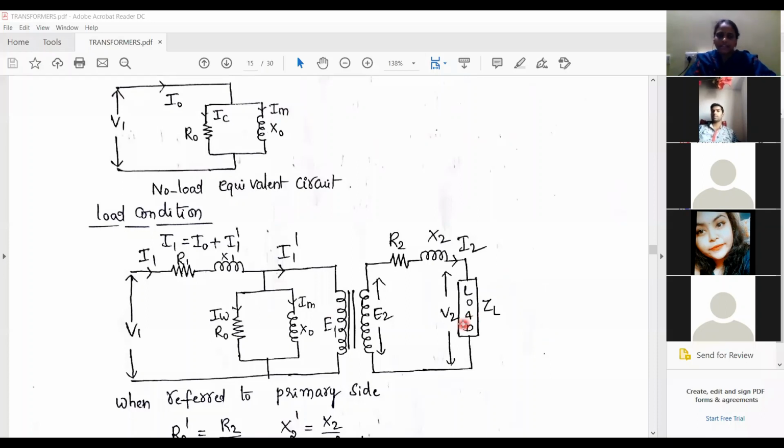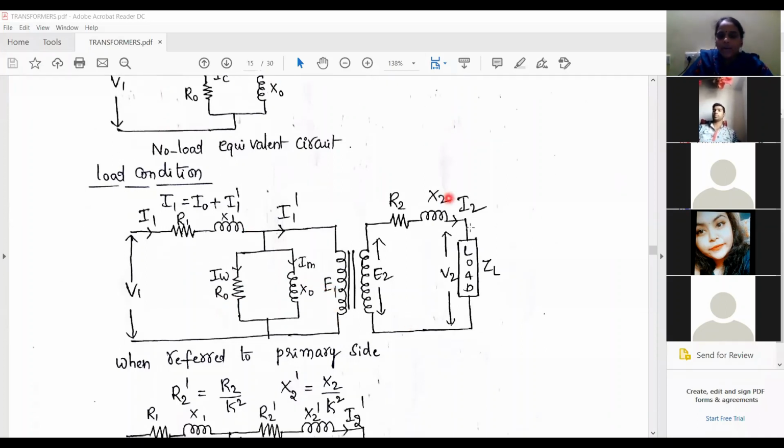Is it clear? We have already studied that the no load current I0 we will connect as a shunt branch, because the no load current will not flow from one side of the transformer to the other side. Always the no load component will be connected as a shunt branch, meaning a parallel branch. So I am connecting the no load current I0 as R0 and X0, IW and IM. This is connected as a shunt branch. Is it clear?